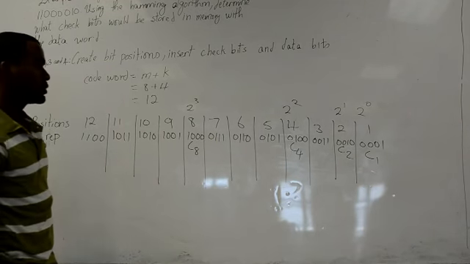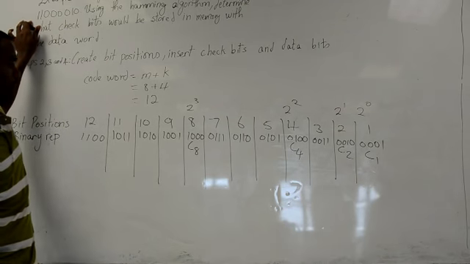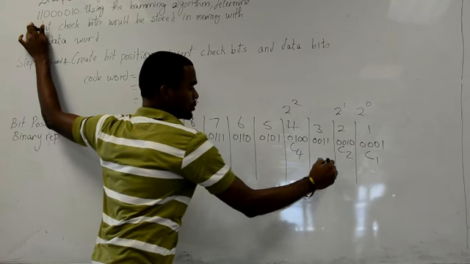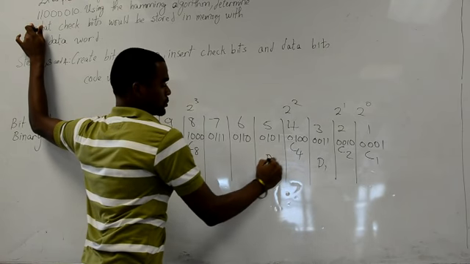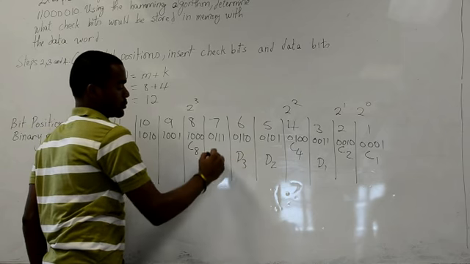The next step now is just simply putting in the data bits that we have in this word. So we say this is data bit 1, data bit 2, data bit 3, 4.